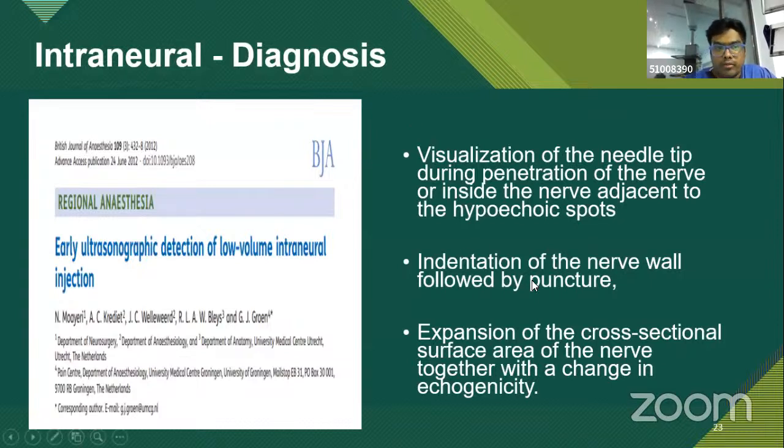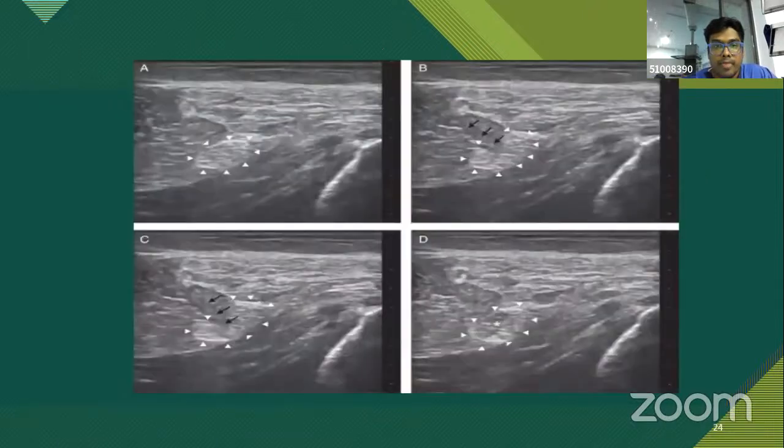And so, how to diagnose intraneural injection? How do we know that we are giving an intraneural injection? One is the visualization of the needle tip during penetration of the nerve, or inside the nerve adjacent to the hypoechoic spots of the nerve plexus, and the indentation of the nerve wall followed by the puncture, and expansion of the cross-sectional surface area of the nerve, and there will be a change in the echogenicity from the actual echogenic nerve.